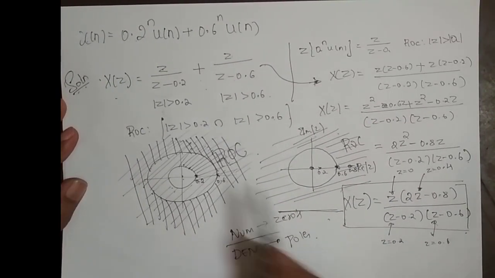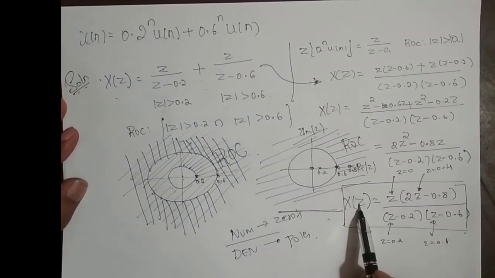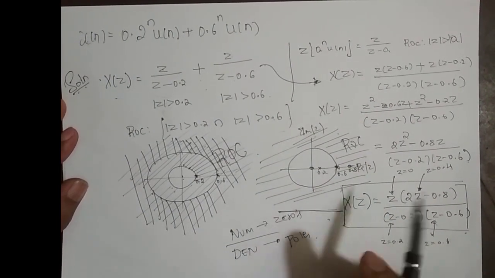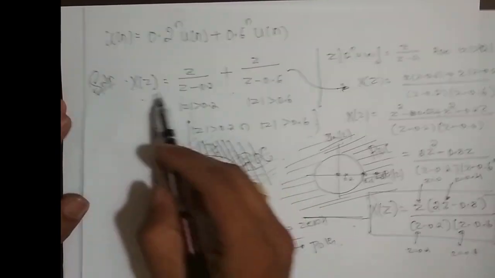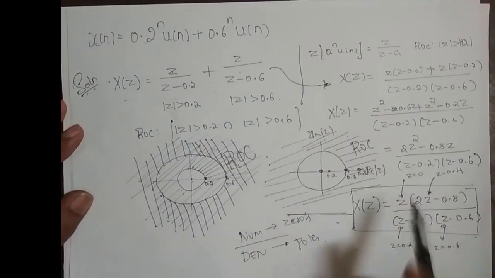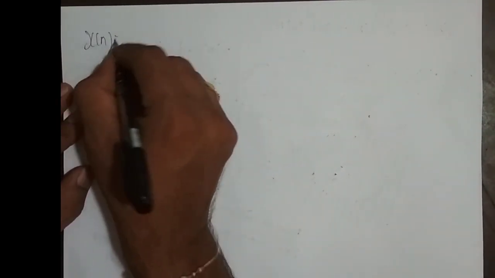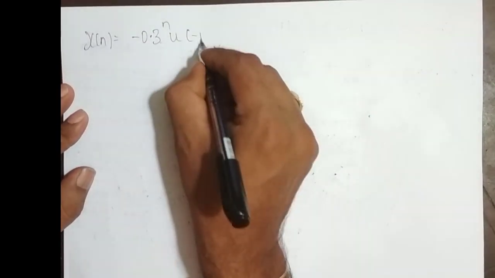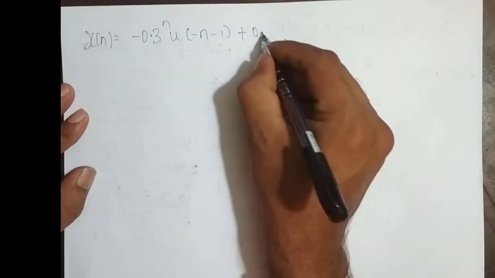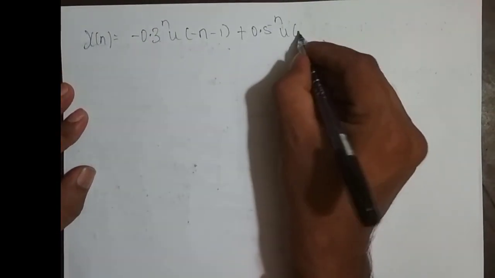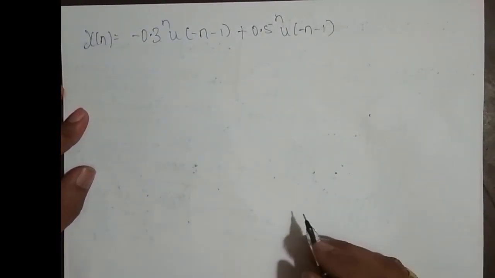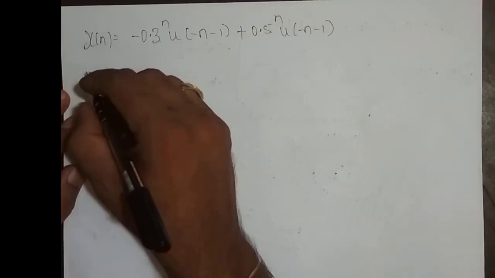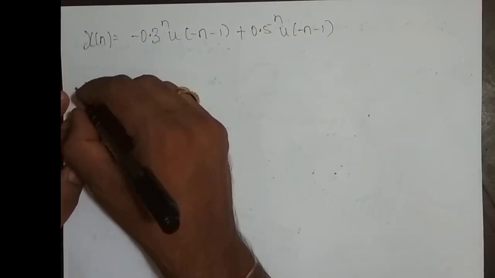So therefore, the transform of this equation is this, and the ROC is this. You can actually stop here, but it is better if we simplify it. We'll take up one more example. x of n is equal to minus 0.3 power n u of minus n minus 1 plus 0.5 power n u of minus n minus 1. We'll try to solve for its z transform and its ROC.